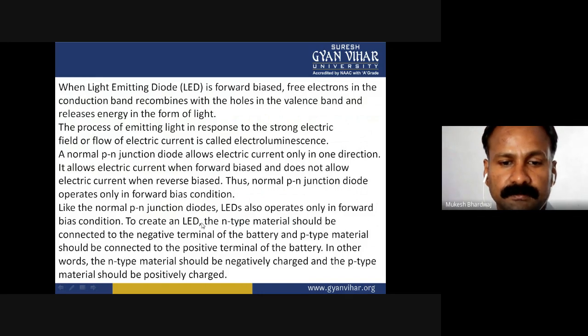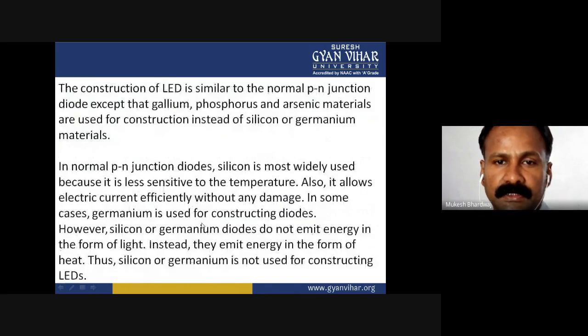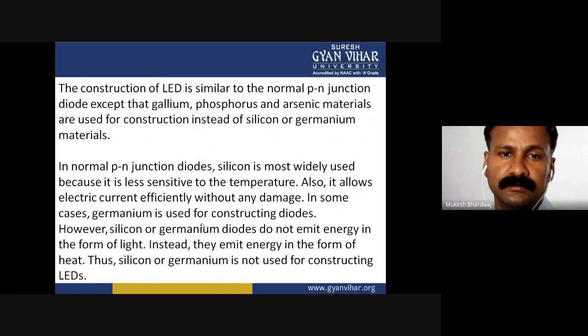Next, the construction of an LED is similar to the normal PN junction diode, except that gallium, phosphorus, and arsenic materials are used for construction instead of silicon or germanium materials. So, in constructing the LEDs, we need to keep in mind that LEDs are similar to the normal PN junction diode, except that gallium, phosphorus, and arsenic materials are used instead of silicon or germanium. Why? Let's see.